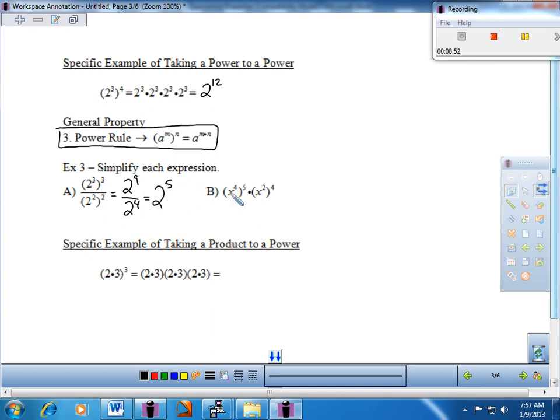Nice. Here just sort of a variable as our base, so x to the 4th raised to the 5th. Looks like our power rule on that, so 4 times 5 is 20. Multiplication symbol in between, and then x squared raised to the 4th, so 2 times 4 is definitely 8. And then just continually recognizing what you can do to simplify these powers. In this case, it looks like it's the product rule, and so I'm going to keep the base and add those exponents. And x to the 28th would do.